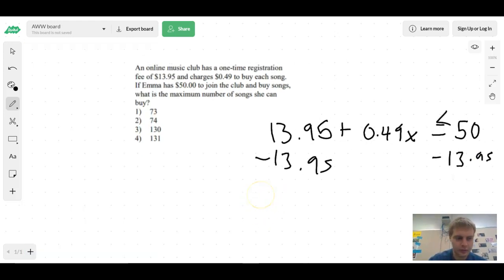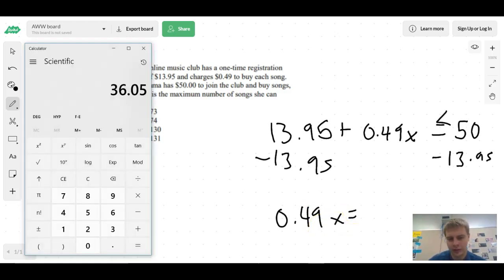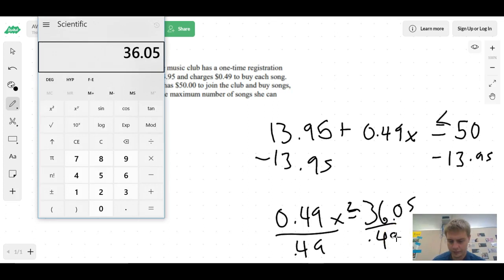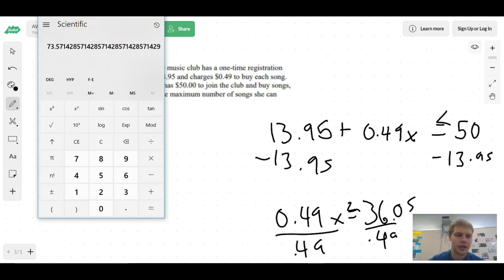So I'm going to get 0.49 x is equal to 36.05. Then we'll divide both sides by 0.49. And again, I don't know what that is off the top of my head. And it's around 73.